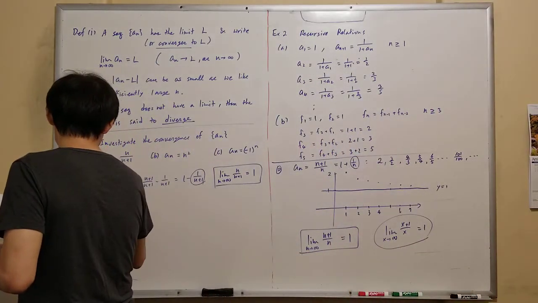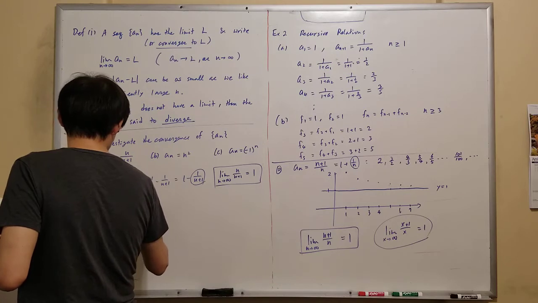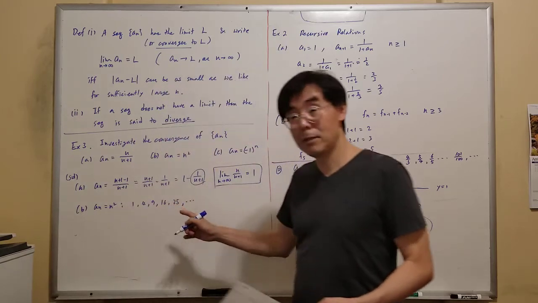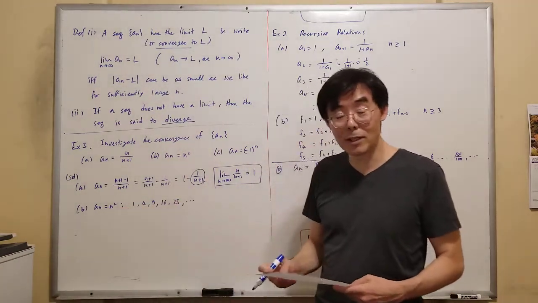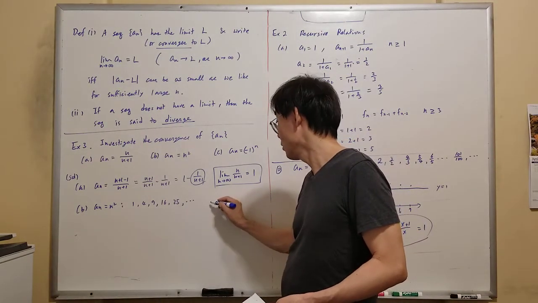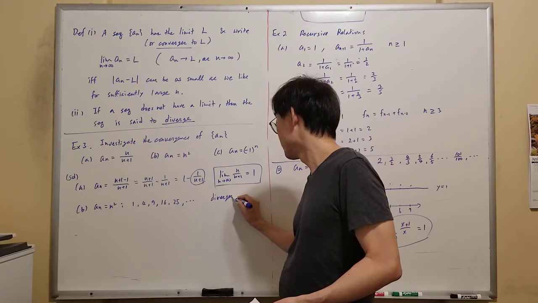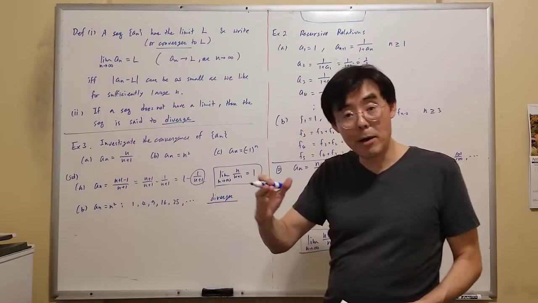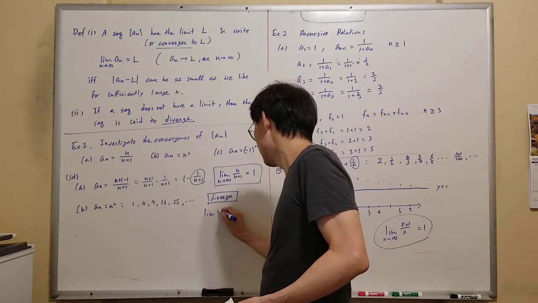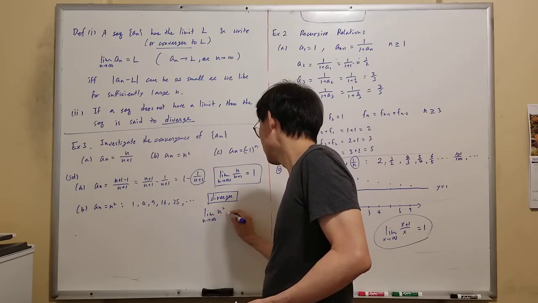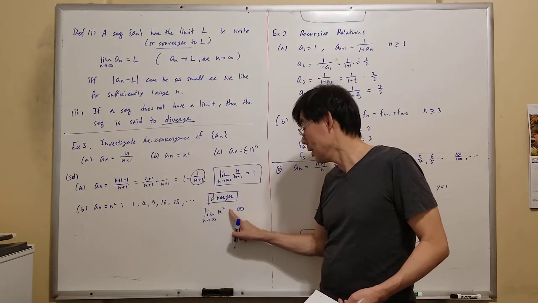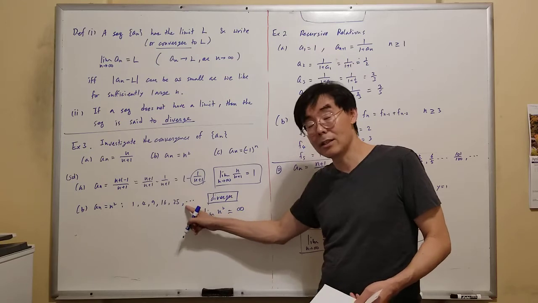B, a_n equals n squared: 1, 4, 9, 16. It's getting bigger and bigger, a quadratic function, quadratically fast. There's no way this one approaches anything. So it diverges, right? You can say that it diverges. Getting larger and larger without bounds, it's growing. In that case, even though it is divergent, we use this notation. It doesn't mean that your limit is infinity. Infinity is not a limit. It diverges. It doesn't have a limit.